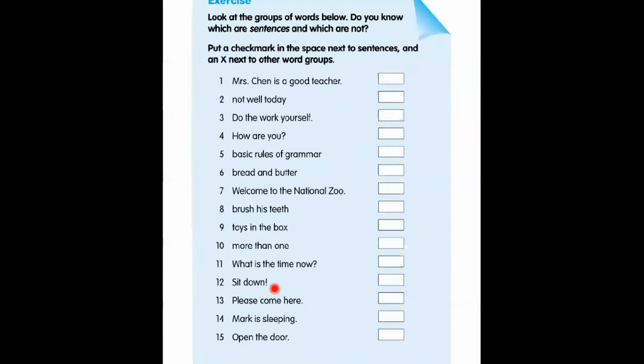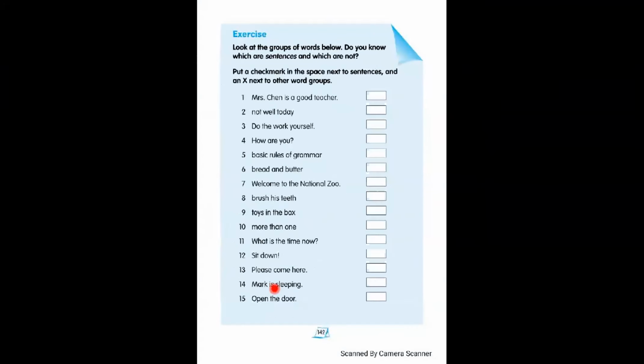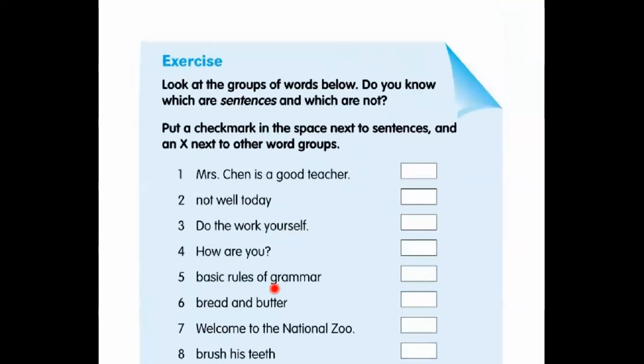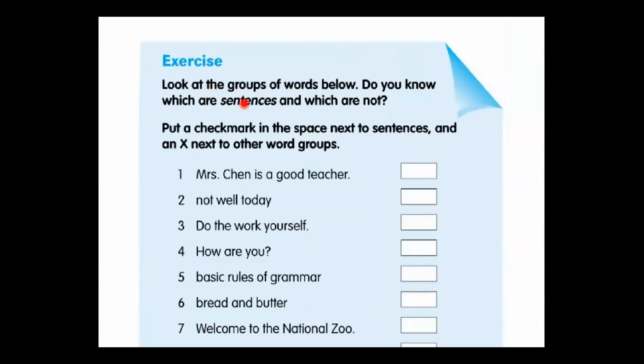Now let's try to solve this exercise. Look at the group of words below. Do you know which are sentences and which are not? Put a check mark in the space next to sentences and an X next to the other word groups. So you have boxes given over here, rectangular boxes. You have to put a check mark. Check mark means tick mark.